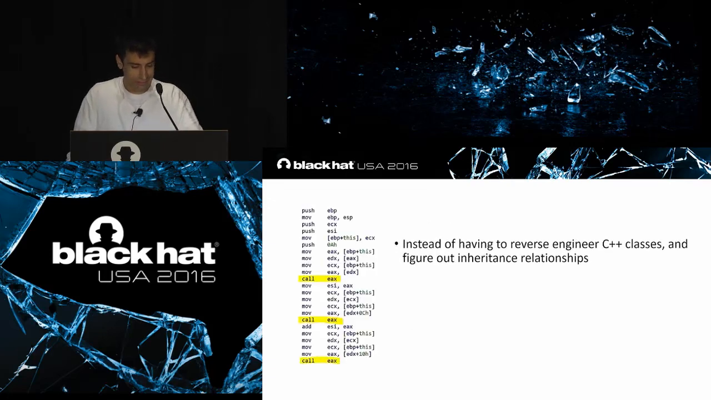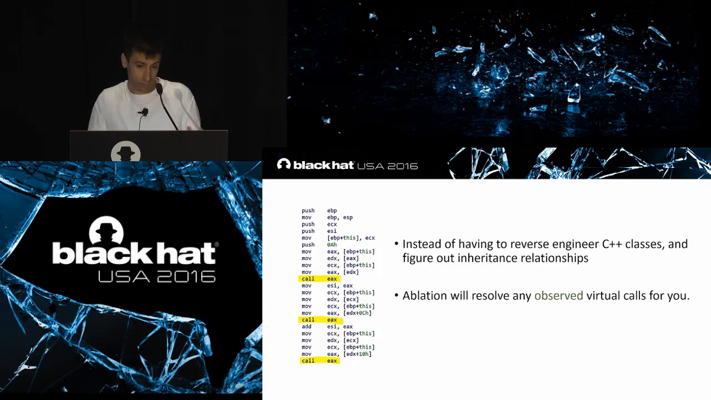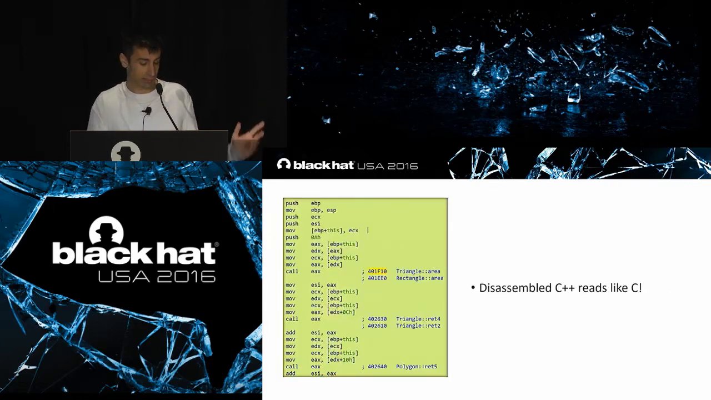So here, looking at this slide, can anyone have a clue what this does? I don't. But you could probably go through, reverse the class structure and figure it out, or using Ablation, you can really quickly resolve those calls, and then it looks something like this. Well, now we have some context. We kind of have an idea of what it does. It's dealing with polygons and triangles, rectangles, etc., but we're dealing with shapes there.